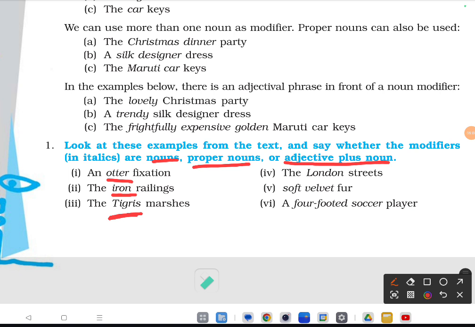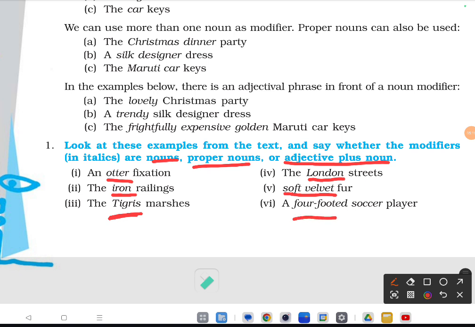Next one, the London street. London is the name of a city. The next one, soft velvet floor. Soft velvet, this is adjective plus noun. Adjective plus noun. Next one and the last one.